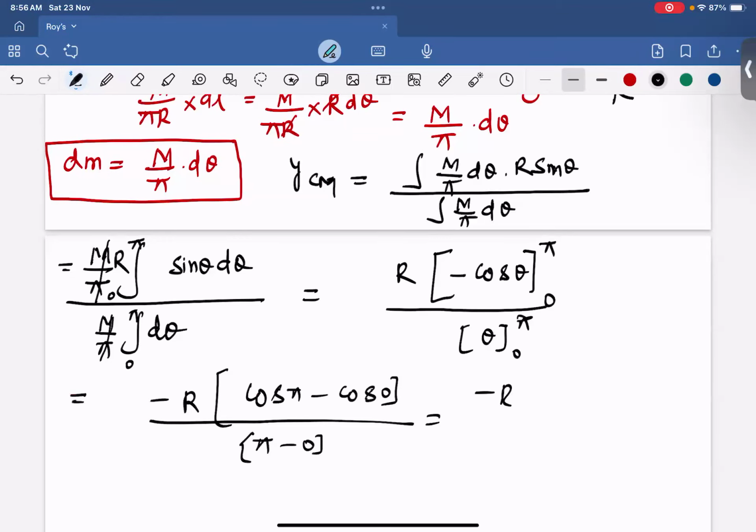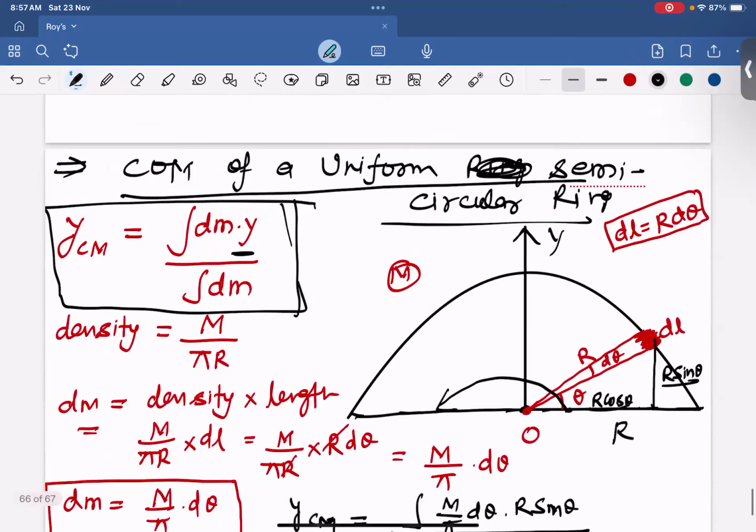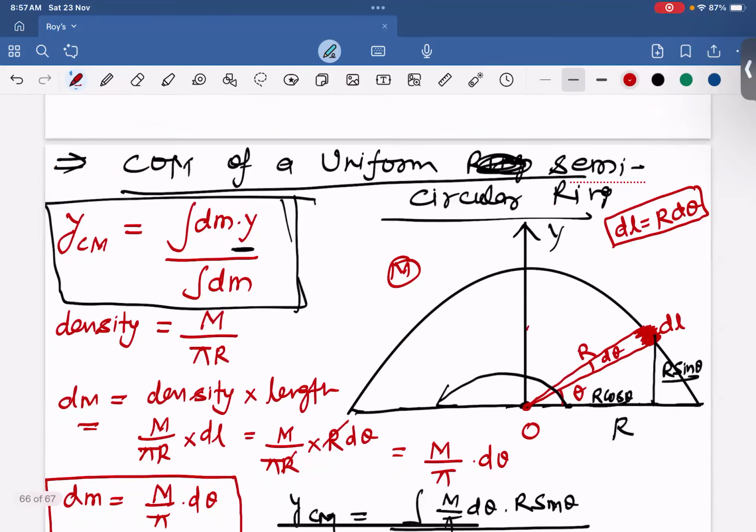Now this is minus r. Cos pi is minus 1, cos 0 is 1, and this is pi only. Minus 1 minus 1 is minus 2, and minus times minus will be plus. So you got the final answer that the y coordinate of the center of mass will be 2r by pi. That means the center of mass in this diagram will be somewhere here, and the distance of the center of mass from the origin, from the center, will be 2r by pi.